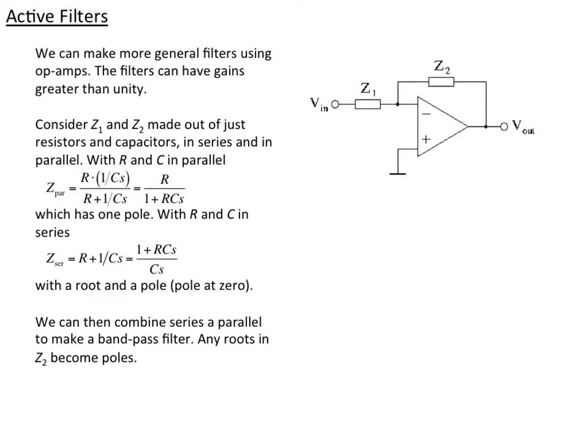Now if you put the resistor and capacitor in series, you just add the two, and when you combine them in the way we've been doing, then you get 1 plus RCS on the top, and that's divided by CS, and that has a root and a pole. The pole in this case is at 0. Then now if we combine those in the negative op-amp amplifier, we're going to divide by Z1. Any roots in the Z1 will become poles in Z2.